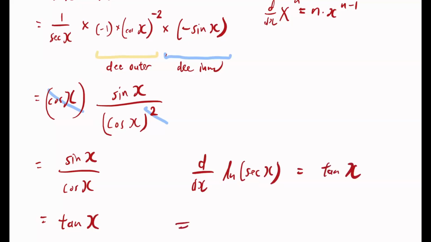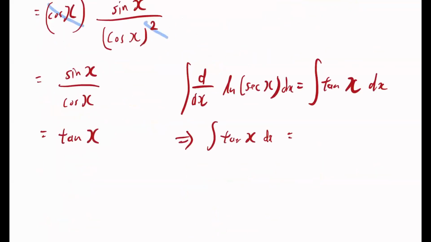Therefore, if you integrate both sides, the integral of tangent x dx, sorry, I forgot the dx, equals ln secant x. Very good. Yes, ln secant x. But there's a condition, which is that the modulus of x must be less than pi over 2. If not, the function is undefined.